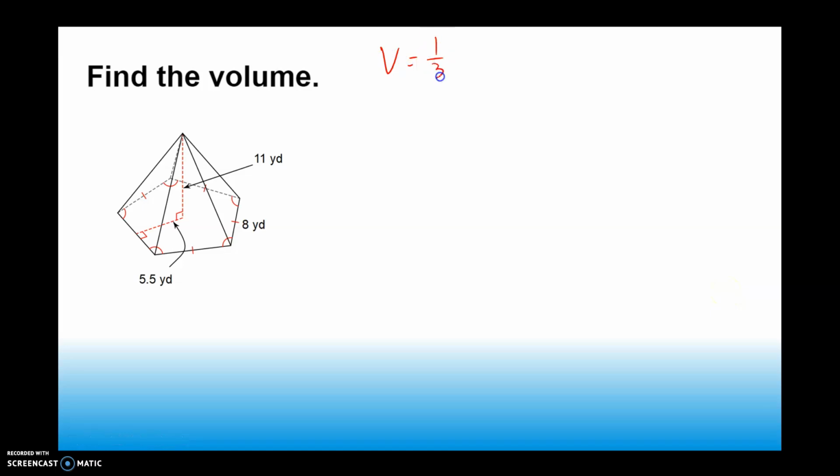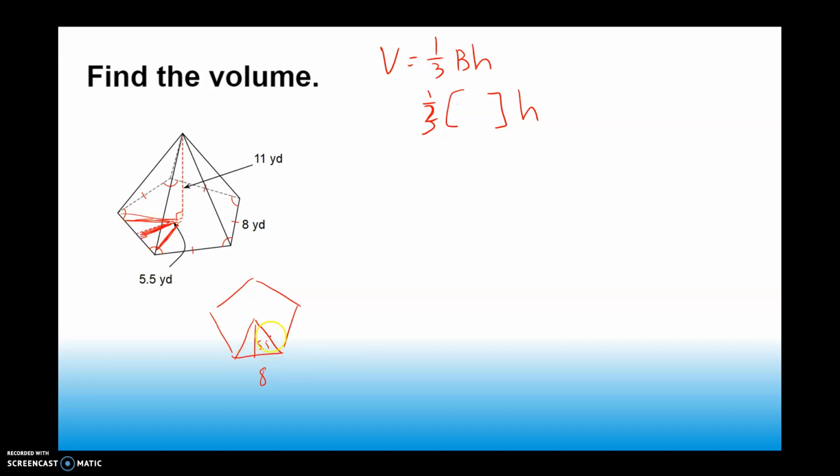Next one, volume is equal to 1/3 big BH. I have 1, 2, 3, 4, 5. So a 5-sided figure here. I got to figure out what my big B is. A 5-sided figure, so 1, 2, 3, 4, 5. And I know that each side length has a length of 8. And they're telling me that the height of one of these triangles is 5.5.